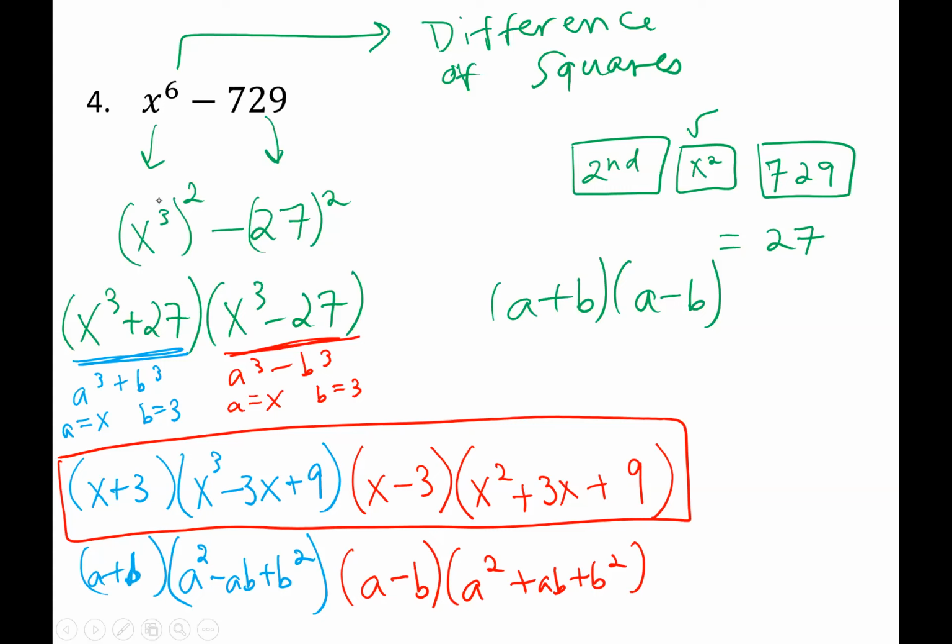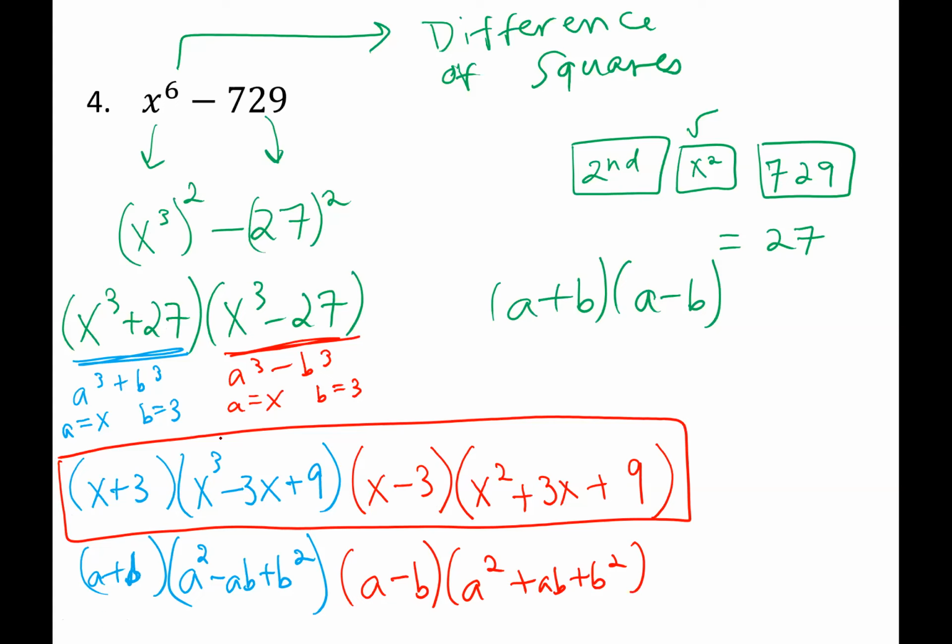So we started off by breaking it down into perfect squares. x to the third squared minus 27 squared became x to the third plus 27, x to the third minus 27. Then each of those was factored, recognizing each one as a perfect cube. The first one was the sum of cubes, x cubed plus 27, and the second one was a difference of cubes, x cubed minus 27.